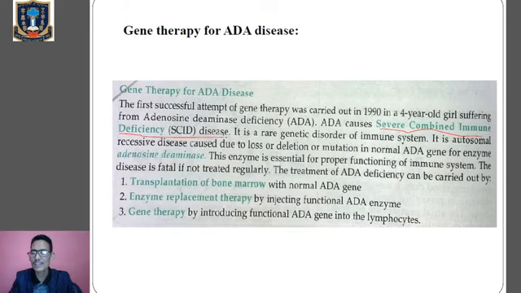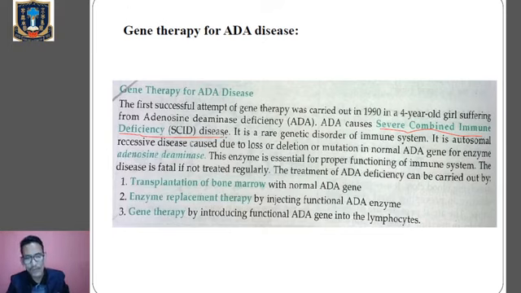Clear? So this adenosine deaminase is the enzyme which is essential for the proper functioning of the immune system, and in the absence of this enzyme, the immune system will not be able to function properly. And why the deficiency of this enzyme? Simply because the ADA gene, which is responsible for the formation of the enzyme, is either mutated or lost or deleted. Okay, so the normal enzyme is not being produced and the immune system will not function properly. So the disease can be fatal if it is not treated regularly.